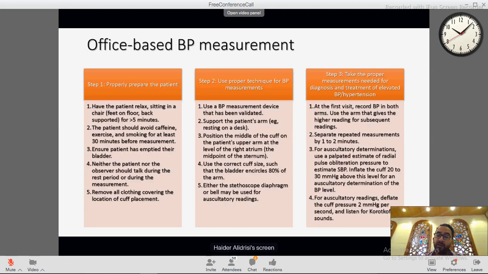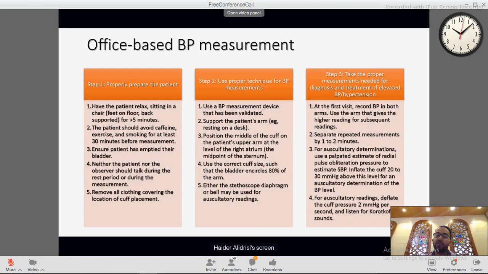So at the first visit, record blood pressure on both arms, on the right and left arm, and you have to rely on the highest reading, whether it is on the right or the left. And for repeated measures, you have to measure the blood pressure twice, the two measures separated by 1 or 2 minutes.